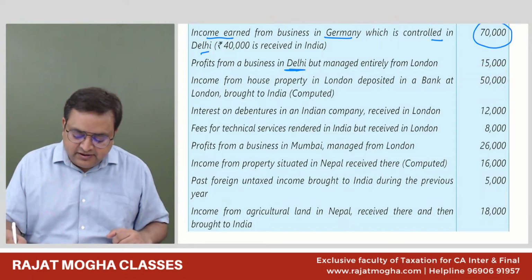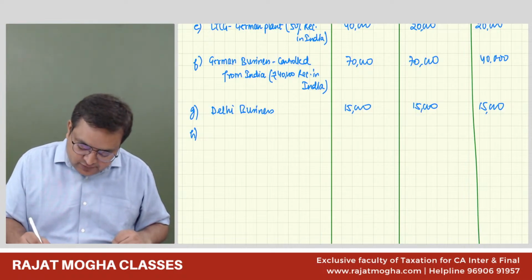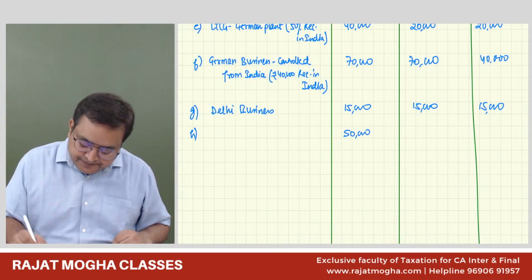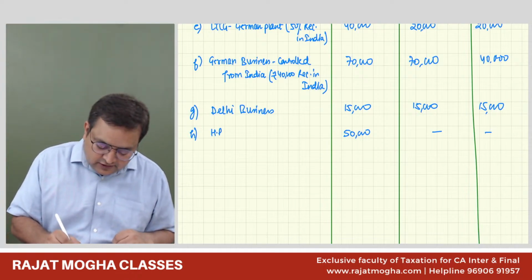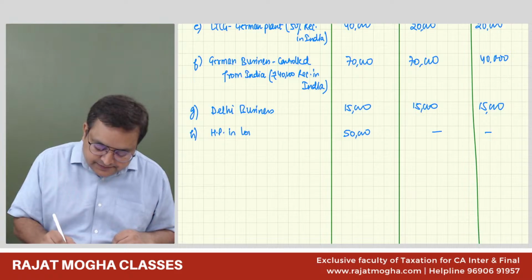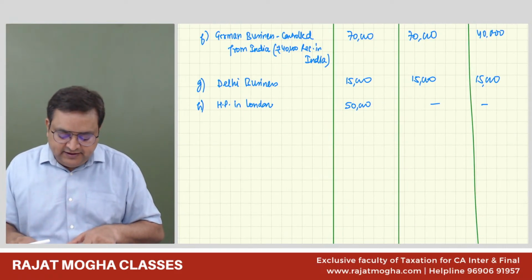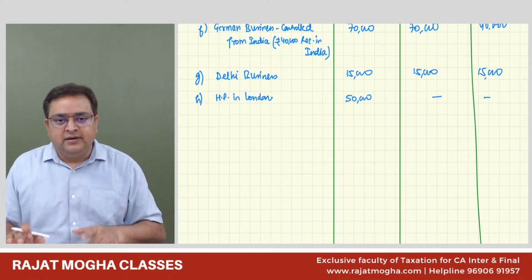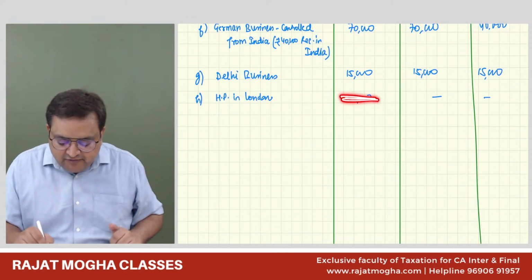So 50,000 should not be taxable for other people, but for the resident ordinary, 50,000 here, and here it is 0. So this is house property income of London. 50,000 global income would be taxed over here. Had it been a past year income, I would not have taxed it here also. It would have been 0 here as well.